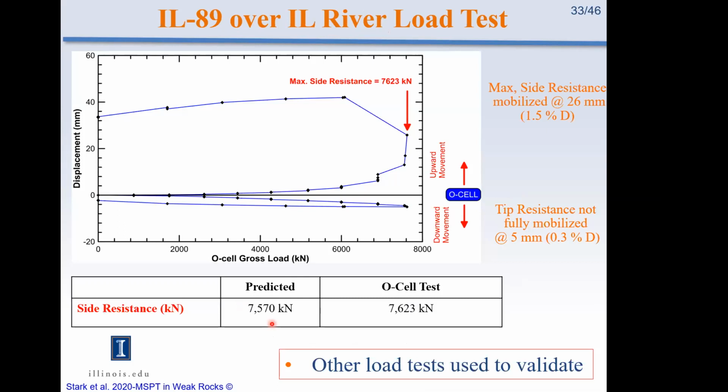So we predicted 70 kilonewtons would be the capacity and skin resistance of this test shaft. The actual measured side resistance turned out to be 76.23. So we were within a few percentage points of the prediction. So the MSPT looks like a reasonable way to estimate the unconfined compressive strength that then can be used to estimate the capacity of the drilled shaft.